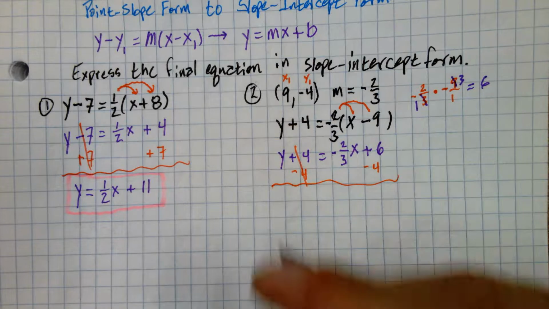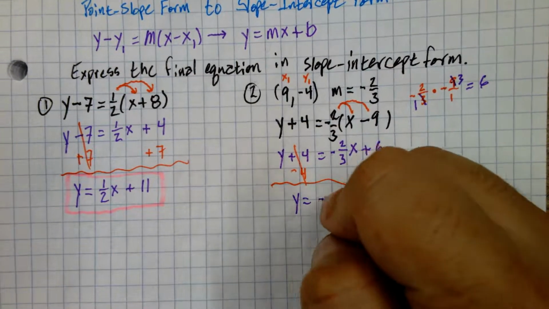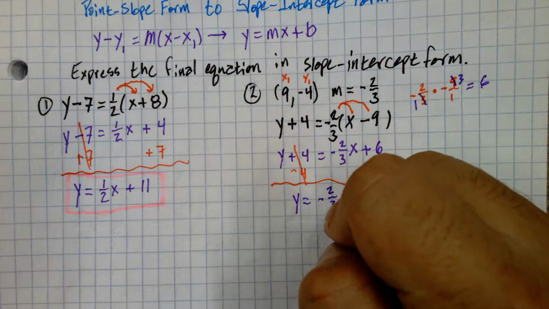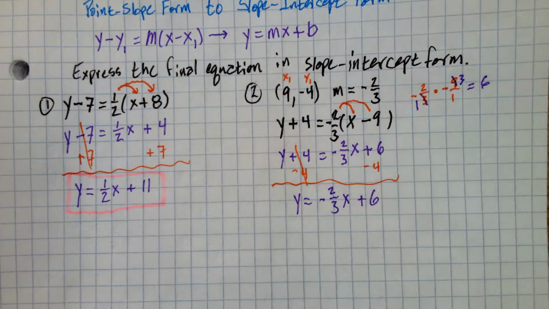And the final answer is y equals -2/3 times x plus 6.